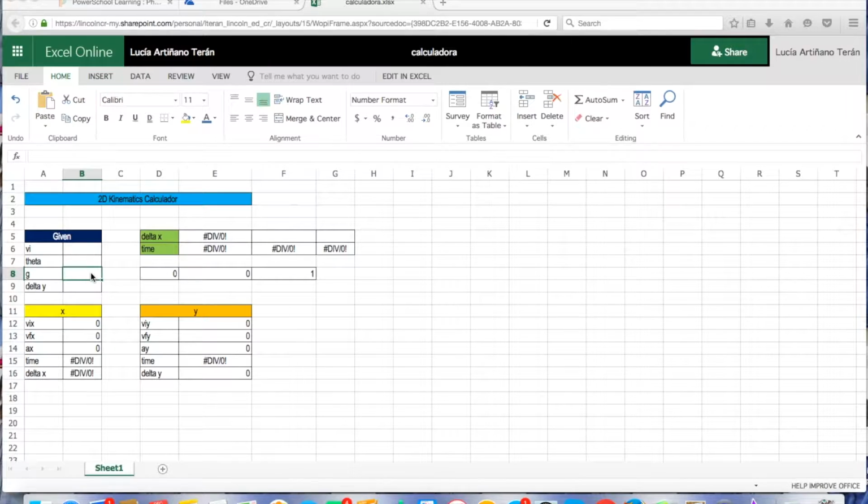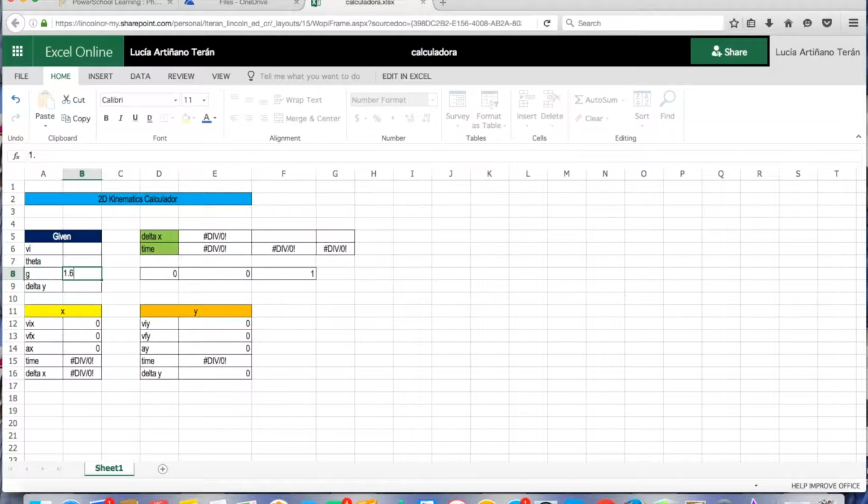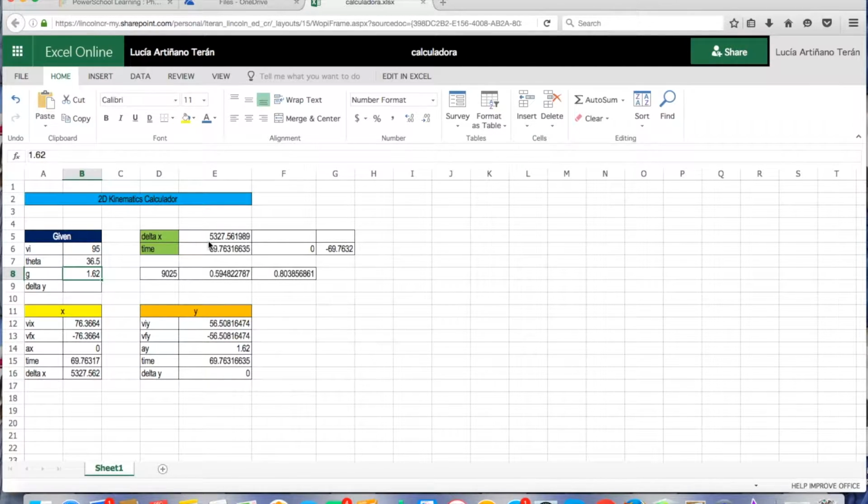We will plug in for initial velocity 95, for theta 36.5, and for gravity 1.620. The calculator will solve the following formula. X equals 2 times 95 squared times sin of 36.5 times cos of 36.5 over 1.620, which will give you the answer of delta x equals 5,327.562.